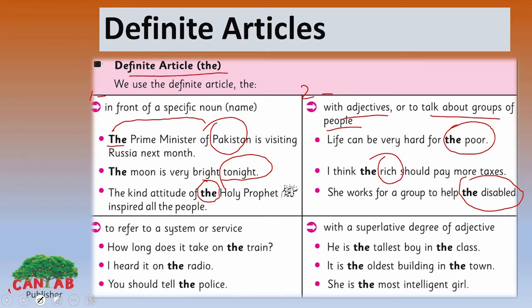To refer to a system or service. How long does it take on the train? Here the service or system is the train. I heard it on the radio. The radio. You should tell the police. Here, the police. Look at the fourth usage with the superlative degree of adjective.